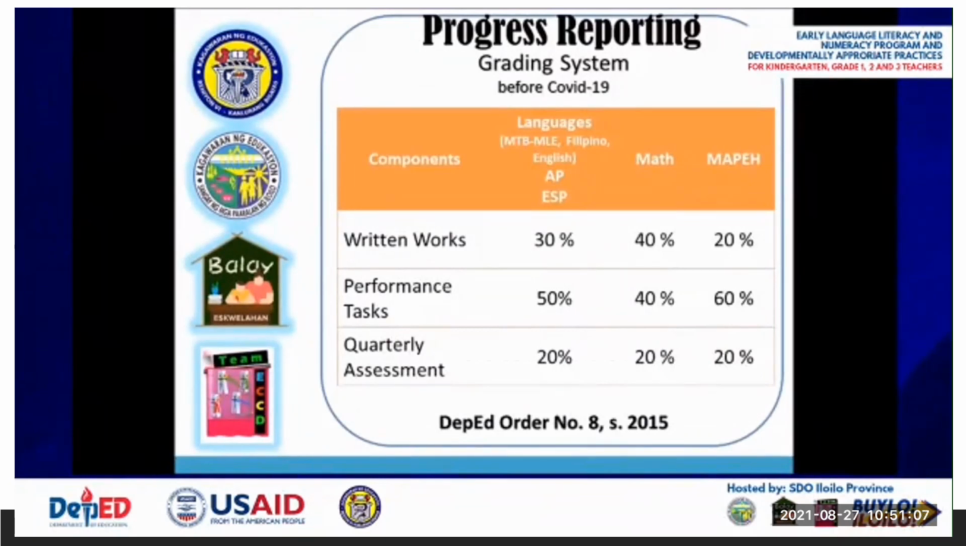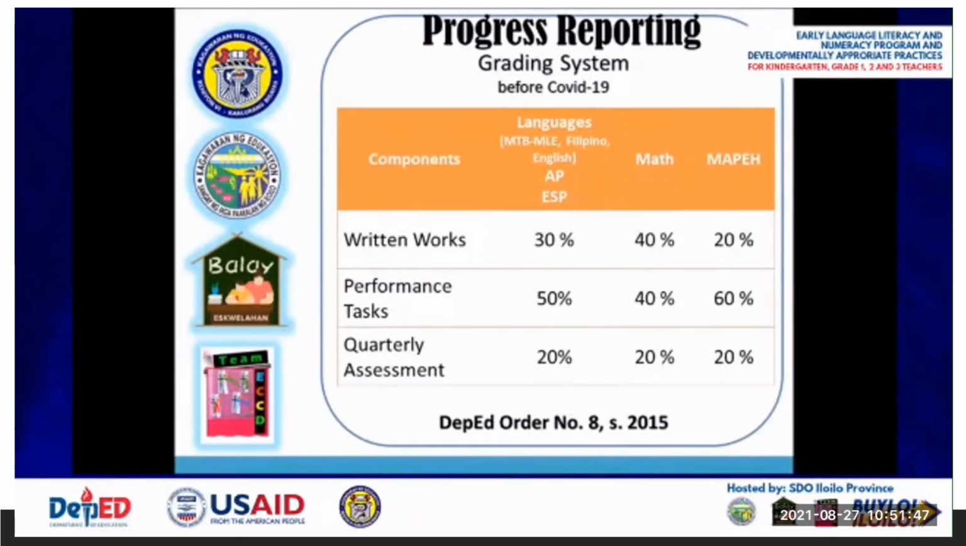Here are the components of our grading system based on DepEd Order number 8, series of 2015. This will be the guide of teachers to track and measure learners' progress and to adjust instruction accordingly. In a grading period, there is one quarterly assessment, but there should be instances for students to produce written work and to demonstrate what they know and can do through performance tasks.